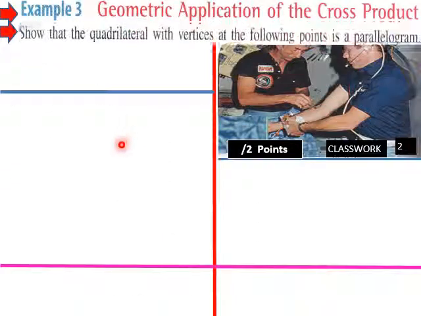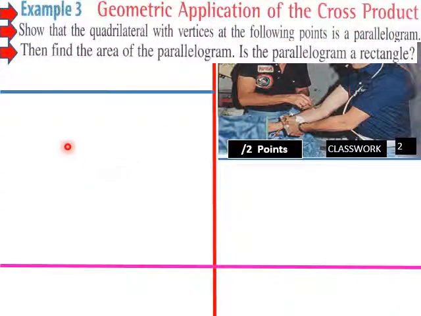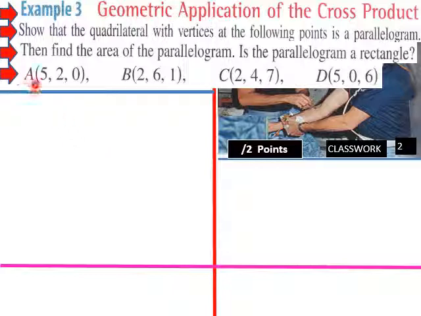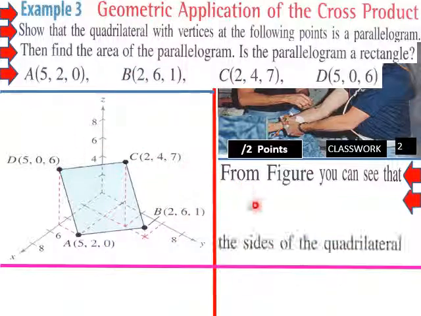geometric application of the cross product: show that the quadrilateral with vertices at the following points is a parallelogram. Then find the area of the parallelogram. Is the parallelogram a rectangle? Is the final question. So here are the vertices. So from the figure, here is our illustration of this quadrilateral with these vertices here.